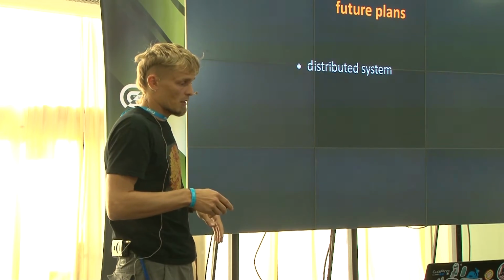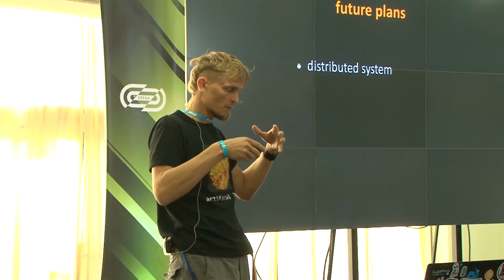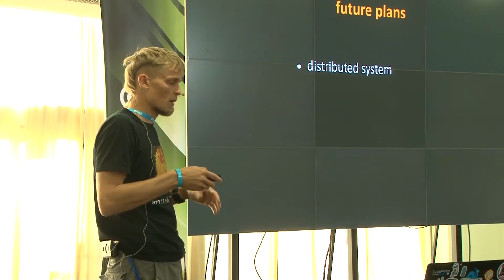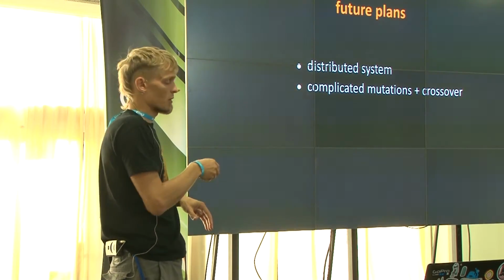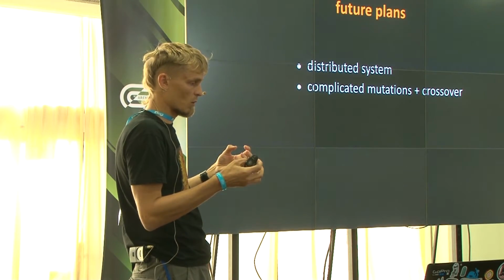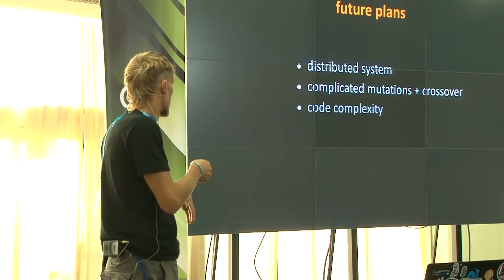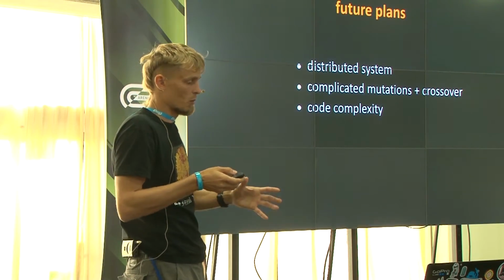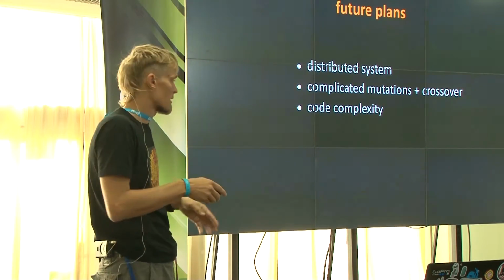Okay, future plans. First of all, it's a distributed system. It will be a cloud which will calculate all the organisms, all the code, and produce some real complicated behaviors. I need to implement the crossover. So right now it's just simple cloning of the code, adding some mutations in it, and that's it. The next one is code complexity. So I use just a few code parts: variables, functions, cycles, and so on.